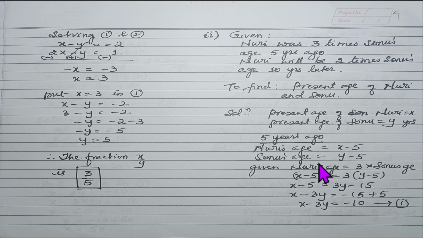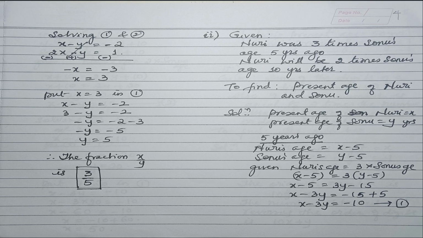But what is given to us? We are given that Noori's age is 3 times Sonu's age. It is given to us. So apply that condition here and then simplify it. We get X minus 5 equal to 3 times (Y minus 5). X minus 5 is equal to 3Y minus 15. X minus 3Y equal to minus 15 plus 5. X minus 3Y is equal to minus 10. So we have framed the first equation.